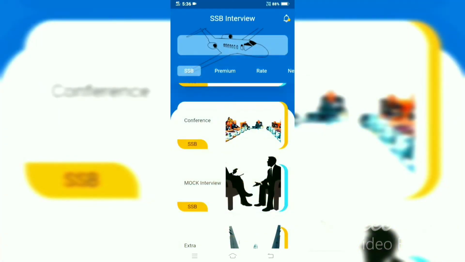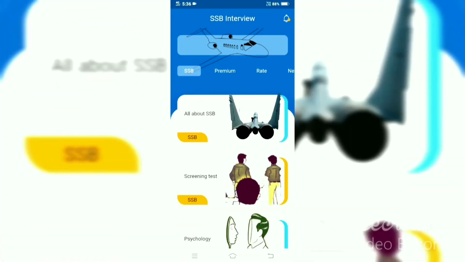So these are all 3 best apps I have seen, and these apps will definitely help you prepare for your SSB interview if you prepare in a good manner and use all these apps in a good manner. And you can also practice a lot of psychology, you can write a lot of stories, and you can practice PPDT and reasoning as well. So these apps will be helpful for you and for your preparation.